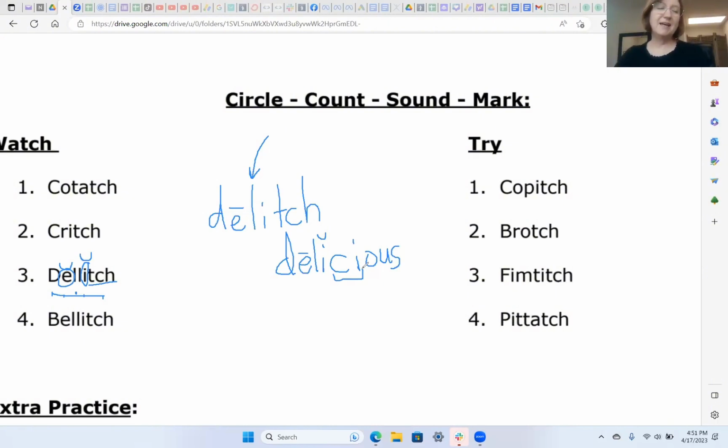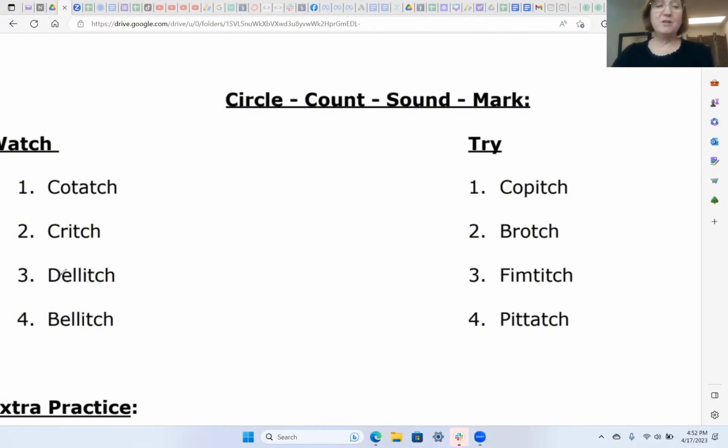I only have TI. I might put a CI in that TI lesson. CI says shh. Isn't that the funnest thing you've heard all day? CH says shh, and OUS is a suffix that says us. That was a lot of information, but that's why this word says delicious. Delicious. Yes, excellent. So that word is delich.